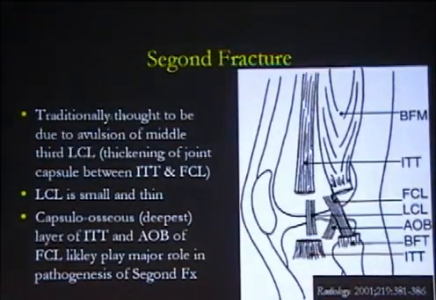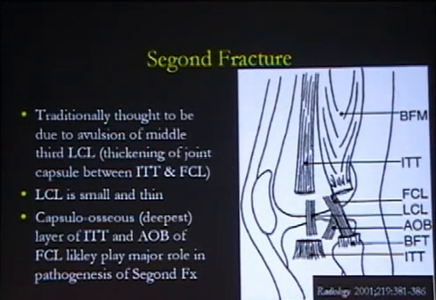Well, how do these occur? They were traditionally thought to be due to avulsion of the middle third lateral capsular ligament. And I talked about that at the very beginning. That's a capsular thickening between the iliotibial band and the fibular collateral ligament. Okay, this ligament, the lateral capsular ligament, is small and thin, probably not capable of avulsing any bone to begin with.